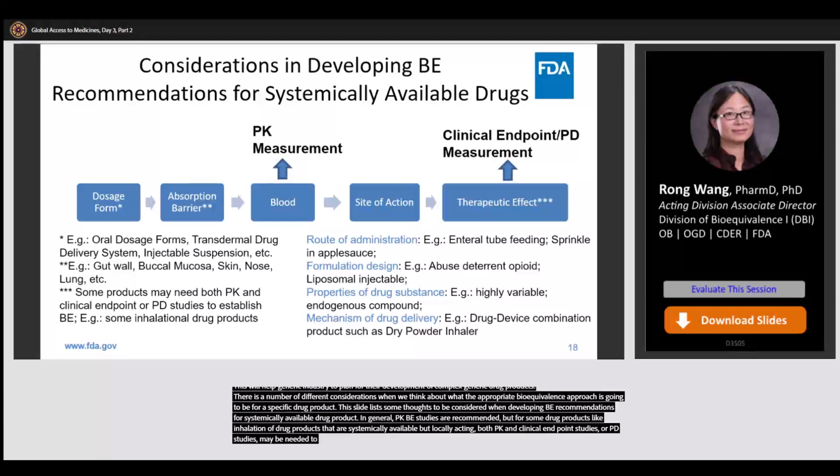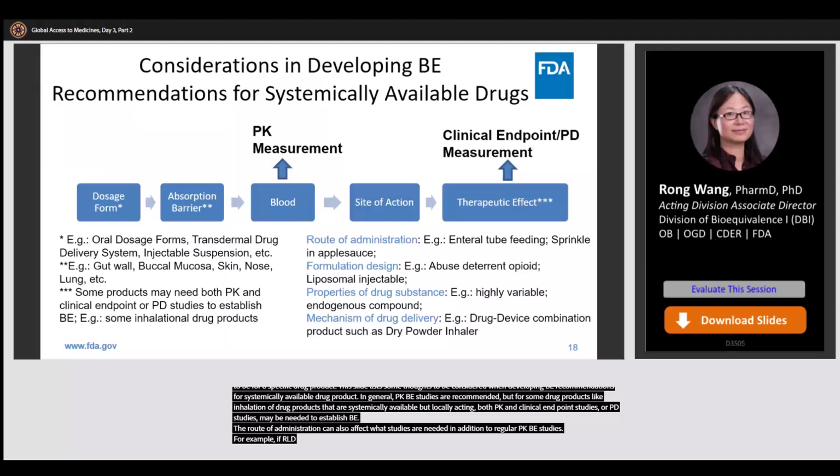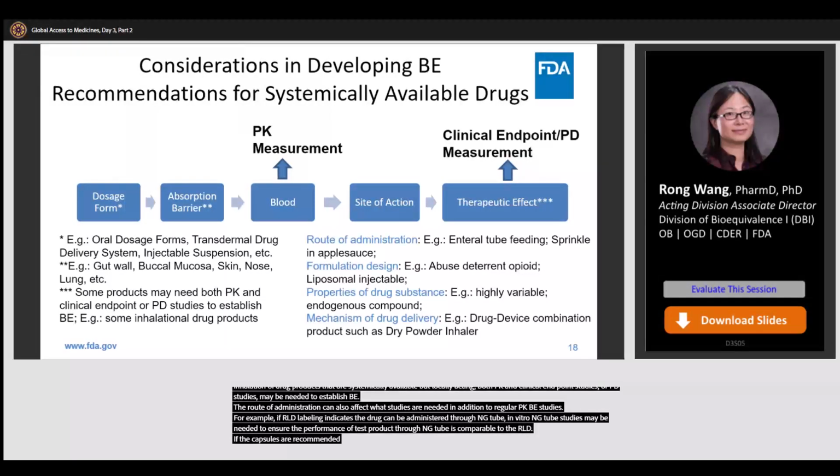The route of administration can also affect what studies are needed in addition to regular PK/BE studies. For example, if RLD labeling indicates the drug can be administered through an NG tube, in vitro NG tube studies may be needed to ensure the performance of the test product through the NG tube is comparable to the RLD. If the capsules are recommended to be sprinkled in applesauce for administration, a sprinkle PK/BE study will be considered necessary.